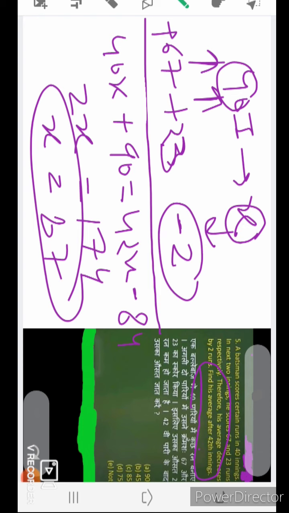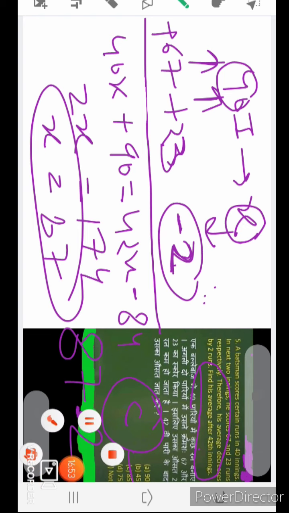तो बताया है कि -2 से डिक्रीज कर जा रहा है उसका एवरेज 42 इनिंग तक पहुंचते पहुंचते. तो आंसर व्हाट इज गोइंग टू बी द आंसर? 87 minus 2 is what? 85 is the answer. C is your answer. So this is one of the techniques of cross multiplication from a different perspective. I think you are getting this approach also, because this is also one of the different techniques of the cross multiplication method. That's why I have taken this question.